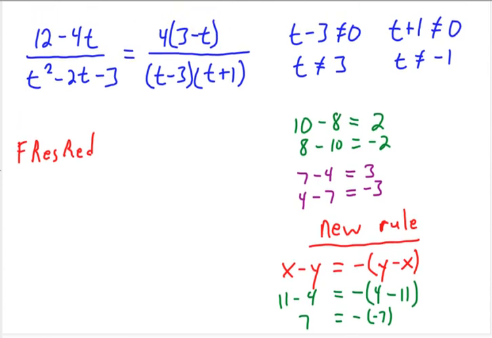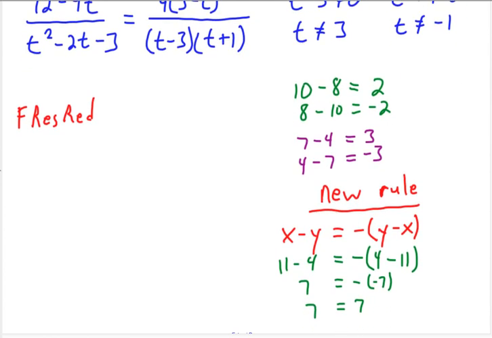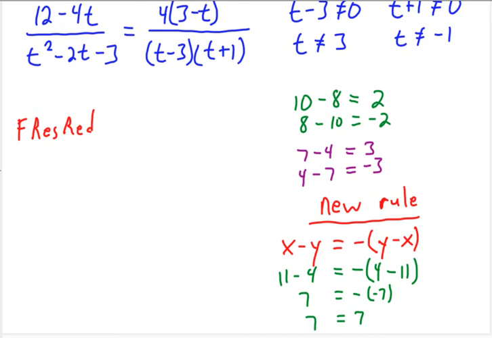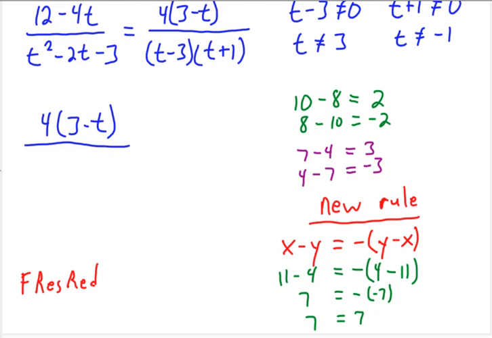So how does this apply to this current problem? Let's slide that up a little more. Well, I want this to look like that, or this to look like that. So what I can do is say 4 times 3 minus t over, I'm going to switch that, so I'm going to make it look like 3 minus t, just like this top one. But in order to do that, I have to put a negative in front, right? So to flip the y and the x, I have to put a negative out there. And then the t plus 1 stays the same.